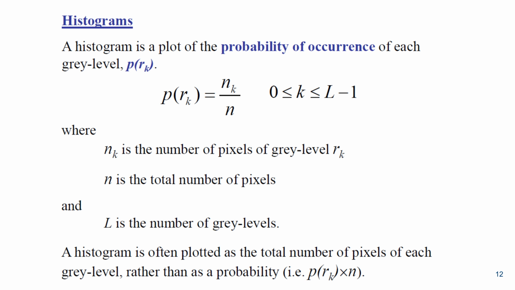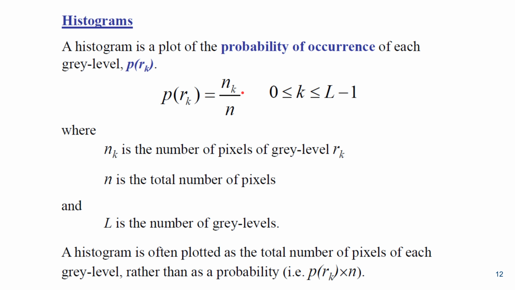Okay, moving on. So histograms. These are useful for us when we're analysing quantitatively the pixel values, the grayscale values in an image and their distribution. So a histogram, hopefully you're all familiar with a histogram. It's a plot of the probability of occurrence of each grey level. Okay, so we look at each grey level in the image, and then we count the number of occurrences of that grayscale level, and that gives us this probability function.